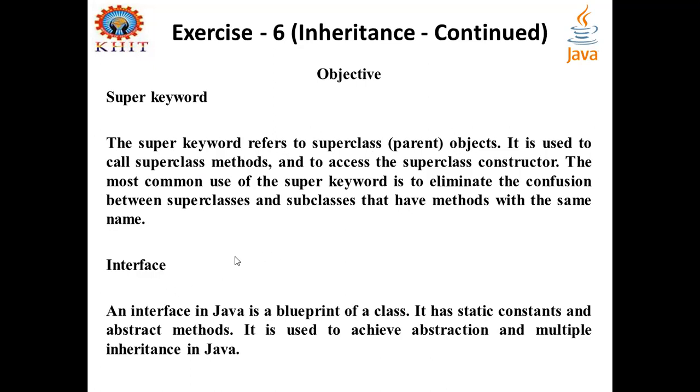Whereas coming to interface, an interface is nothing but a blueprint of a class, and it has static constants or instance variables like static or final variables, and abstract methods without body implementation. Whatever classes implement these interfaces using the inheritance concept can achieve abstraction, and also we can implement multiple inheritance in Java.